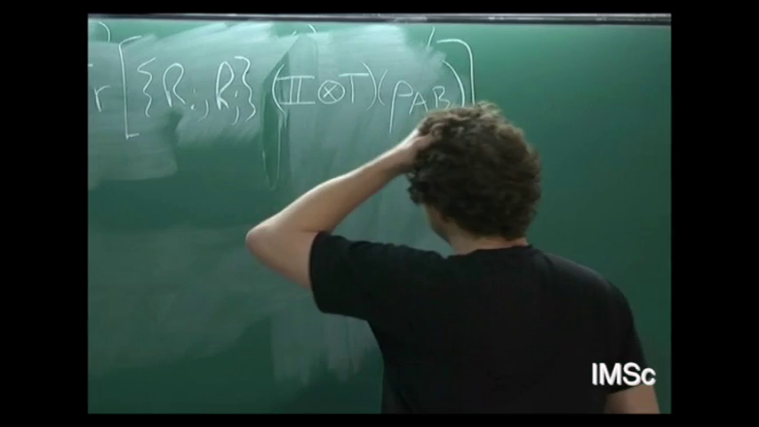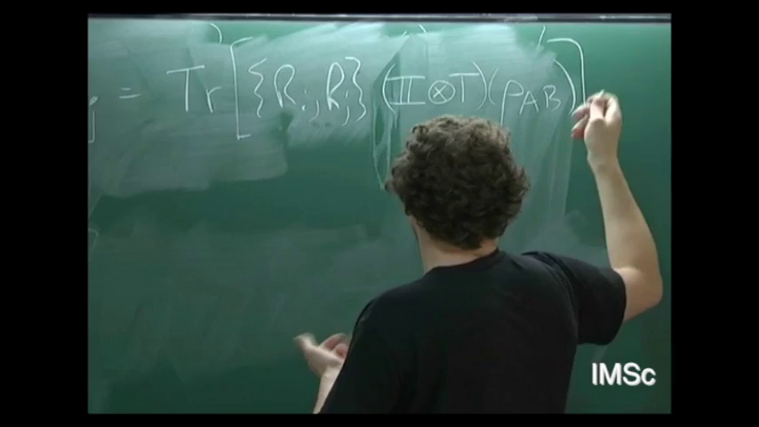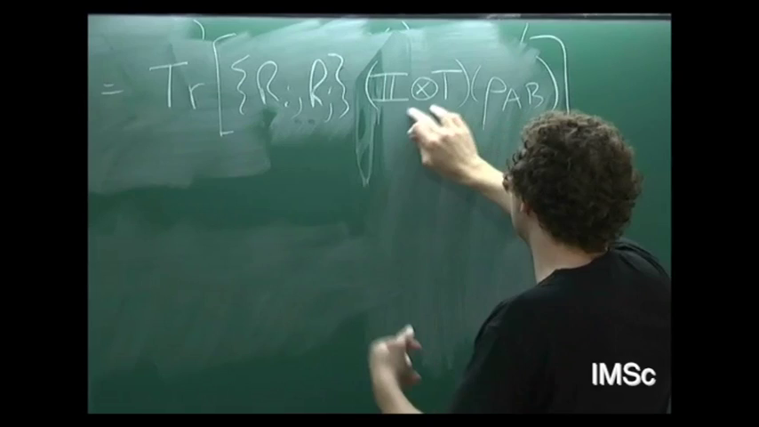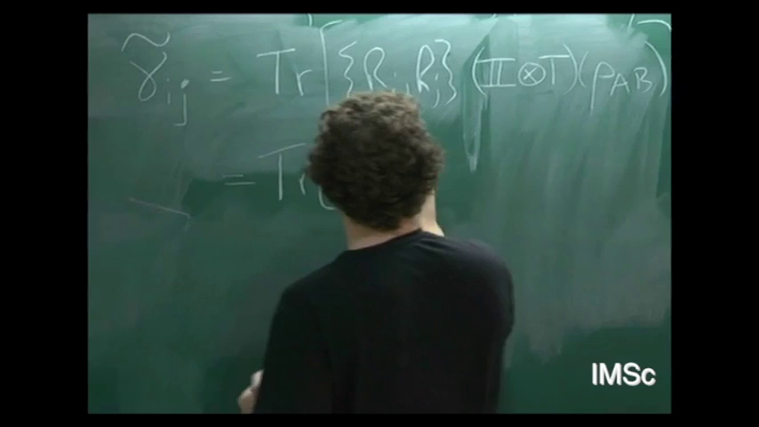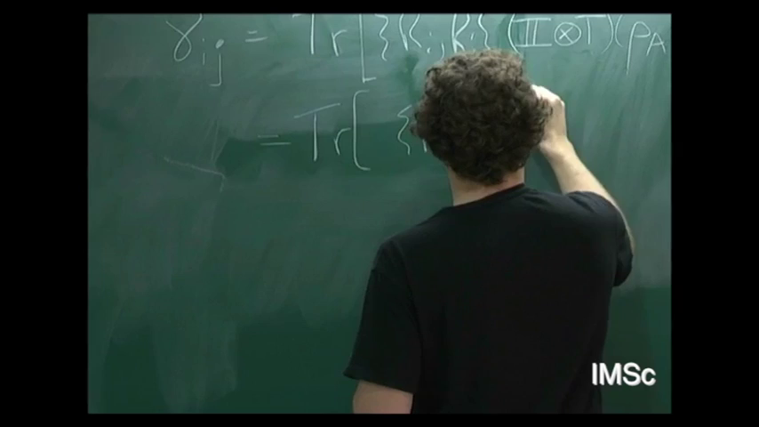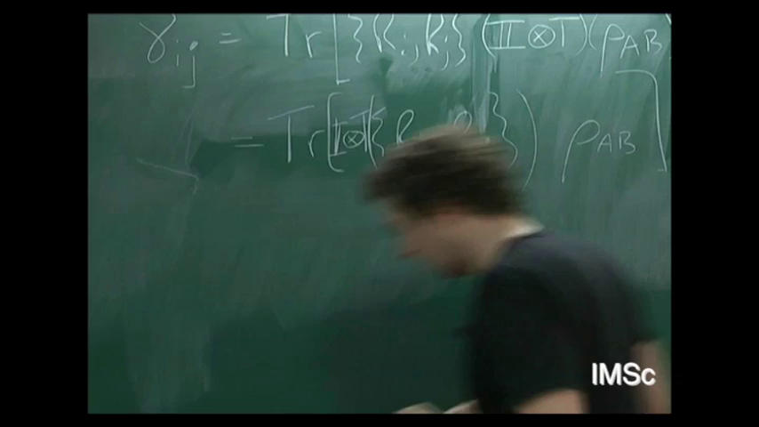And now the nice thing is, if I have some object in here, and I do a partial transpose on the B system, that doesn't change the trace. Okay? And what that means is the adjoint of doing trace on B here is applying a trace on B over here. So this thing is just going to be equal to trace of, now I do trace on this instead, identity tensor transpose of rho AB. And now we have to figure out what's going on with this part.